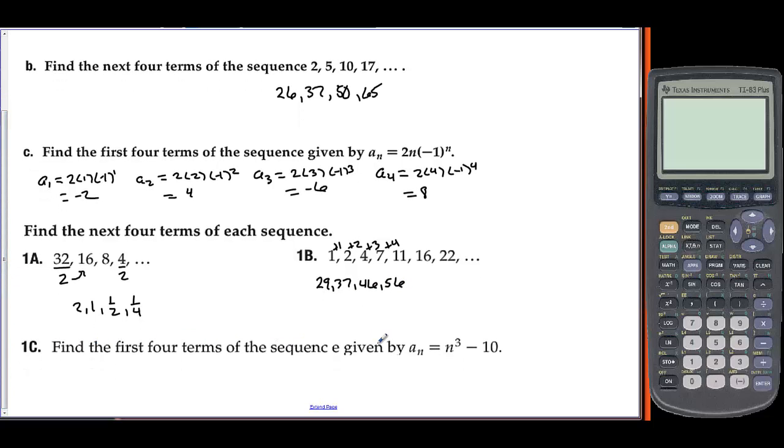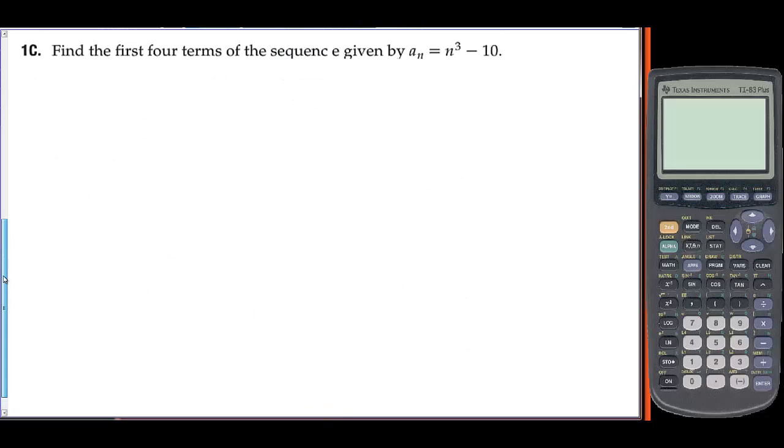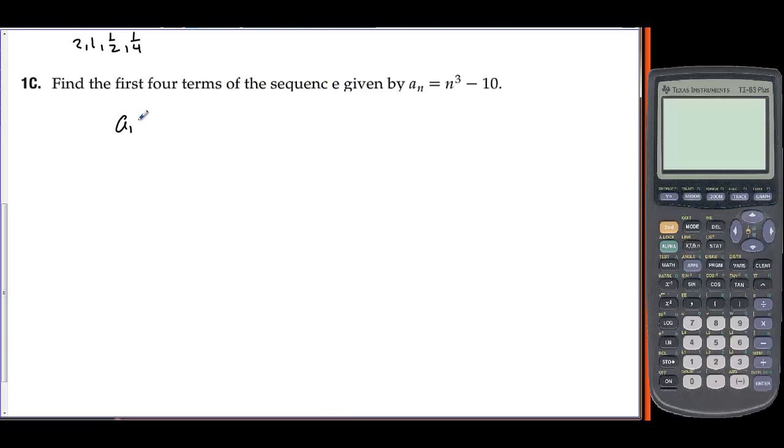Find the first 4 terms of the sequence given by this explicit formula. A sub 1 is equal to 1 to the third minus 10, that's negative 9. A sub 2 is 2 to the third minus 10, that's 8 minus 10, that's negative 2. A sub 3 will be 27 minus 10, that's 17. And then a sub 4 is equal to 64 minus 10, that is 54.